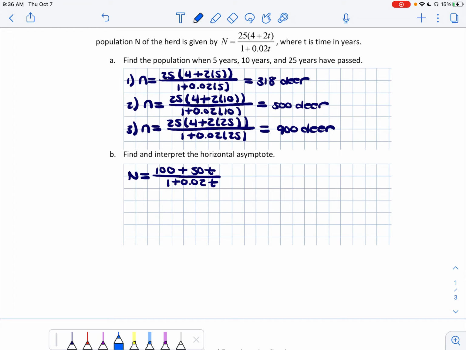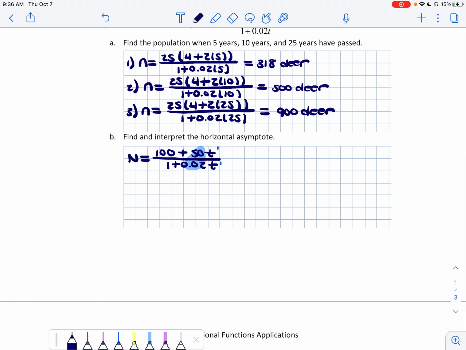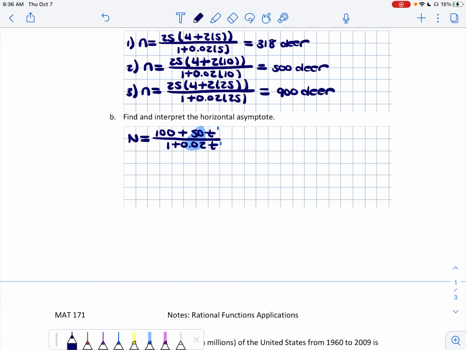So like we talked about on the previous example, for a horizontal asymptote, we start by looking at the degree of the numerator and denominator. And again, we can see on this one that both the top and the bottom have a degree of 1, in which case we just divide our leading coefficients. The leading coefficient on top is 50, the leading coefficient on the bottom is 0.02, and if you divide that, 50 divided by 0.02, we come out with a horizontal asymptote, so 50 over 0.02. Let's write this down.